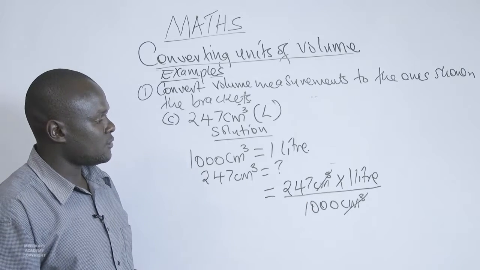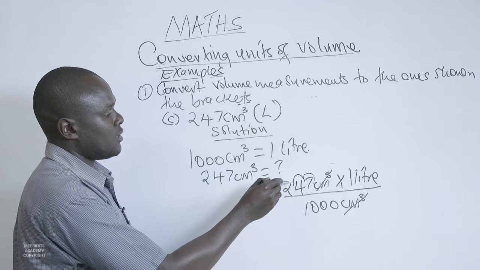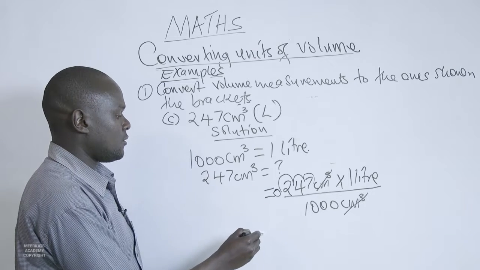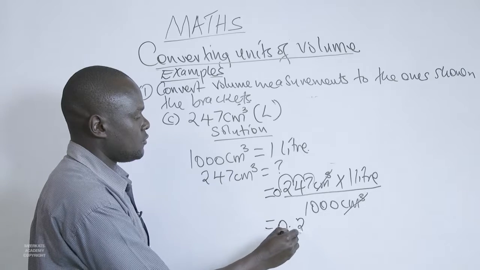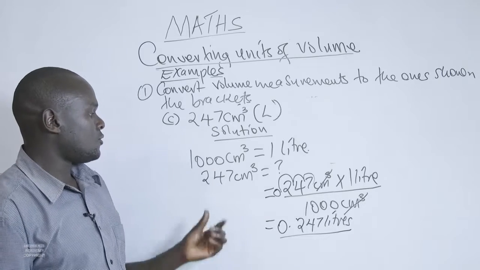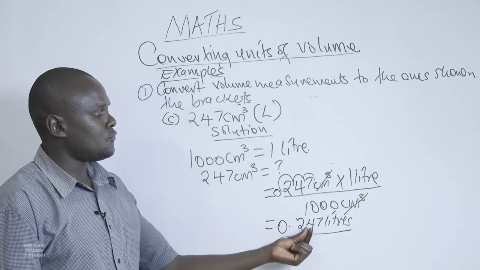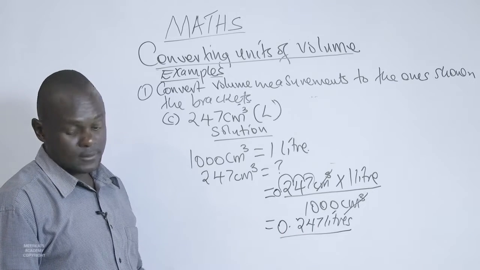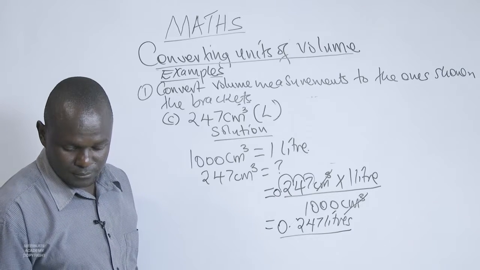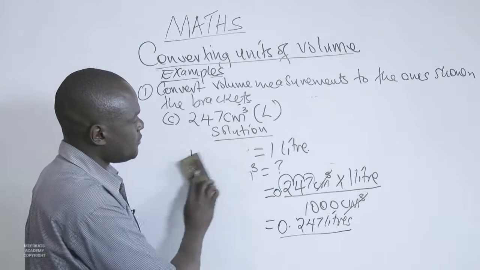247, when you divide by 1000, we move the decimal place once, twice, three times. Then we will have it here, then a 0 there. This will give us 0.247 liters. So 247 cubic centimeters are equivalent to 0.247 liters. This is what we have. Let us have some more examples.